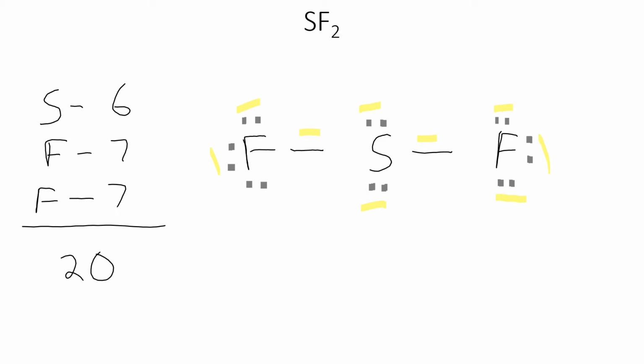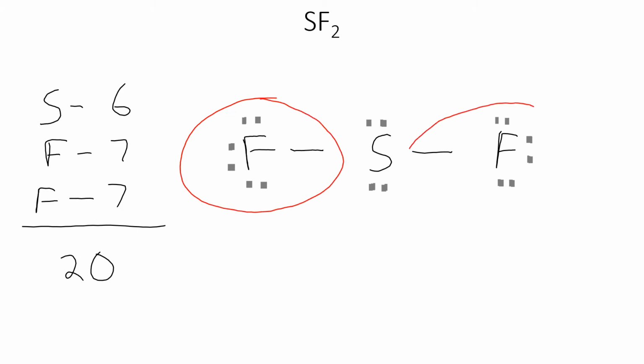Your next step is going to be checking out your octet rule. We'll clear our counting marks for a total number. Now we're looking at counting out. Do we have an octet around each one of our atoms? Are there 8 electrons in its general area?